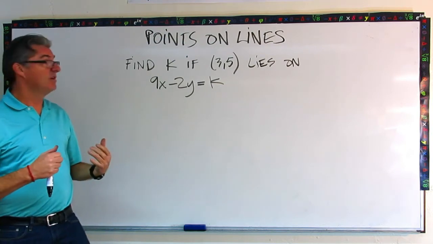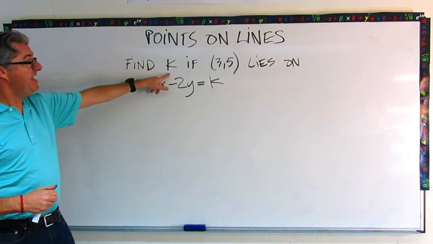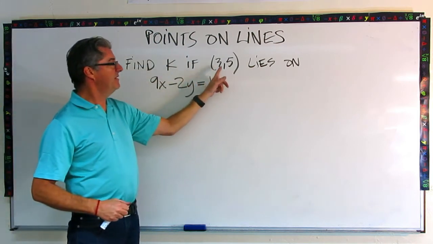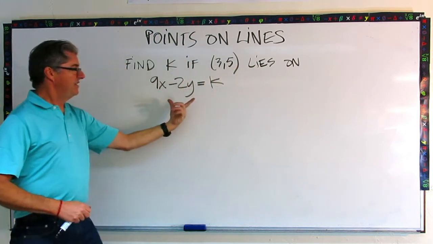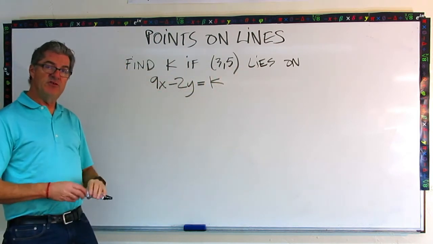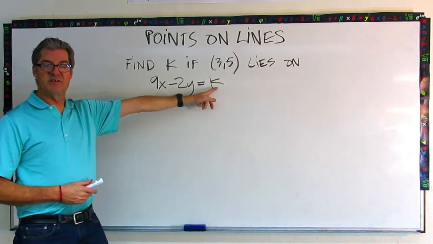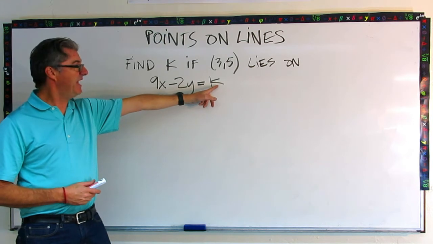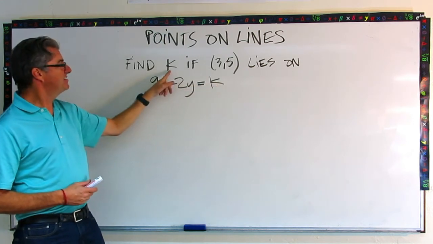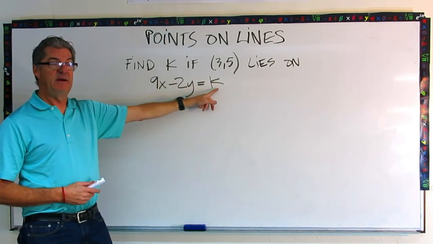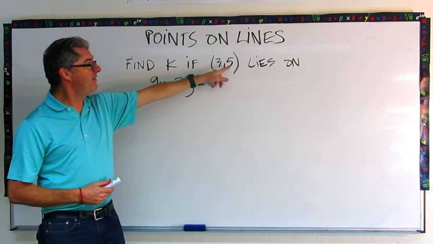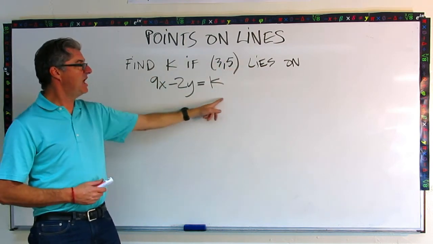Okay, so here's an interesting one. Find k if the point 3, 5 lies on this line. And notice how usually when we have general form, we have a number for our constant, but they put k there. They're asking us to find k. And then they tell us that 3, 5 is on this line.